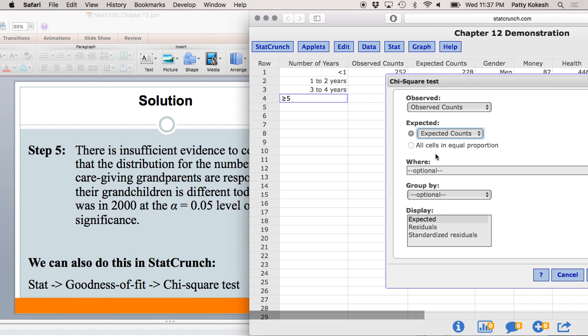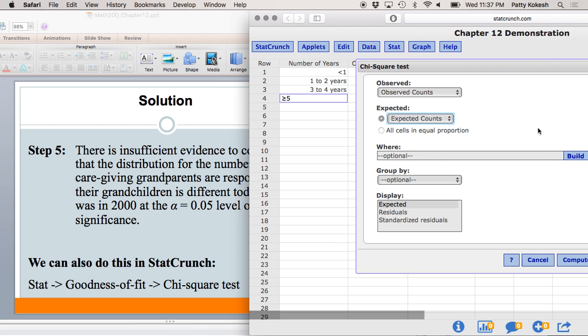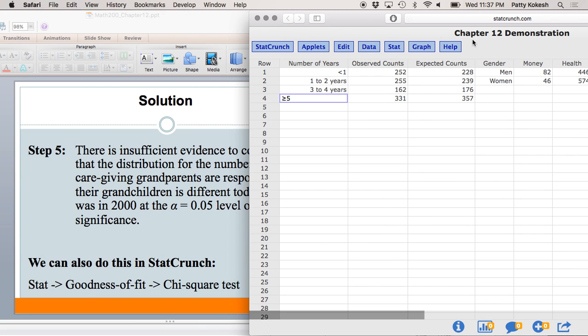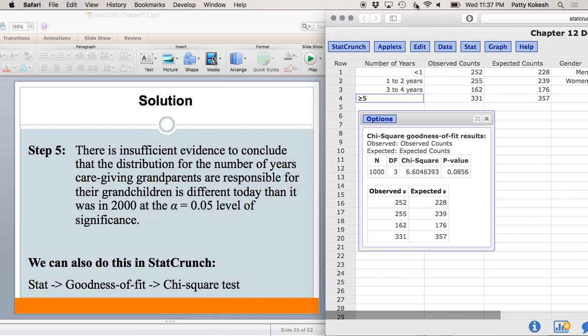I select right there. If all of the cells are expected in equal proportion, then you could click this little bubble right here, meaning if all of your expected counts were exactly the same. And then I just do compute here. So 6.605, that's what we got for our chi-squared value as well.